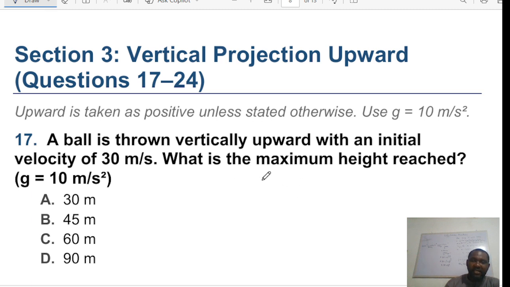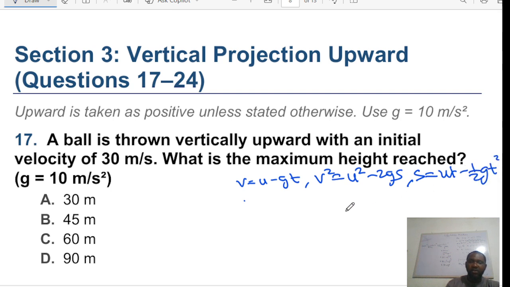Just like we stated in the last video, the equations of motion for an upward vertical projection are: v equals u minus gt, v squared equals u squared minus 2gs, and s equals ut minus half gt squared. So these are the equations of motion for upward motion. Once it is an upward motion, acceleration due to gravity has a negative sign because upward motion is going against gravity. But when it is a downward motion, it is a positive sign. Please do not forget that.